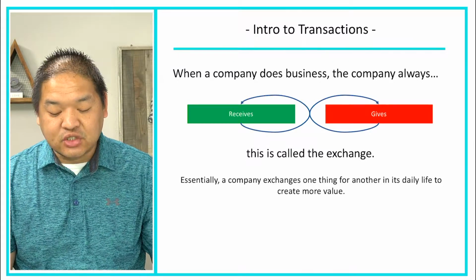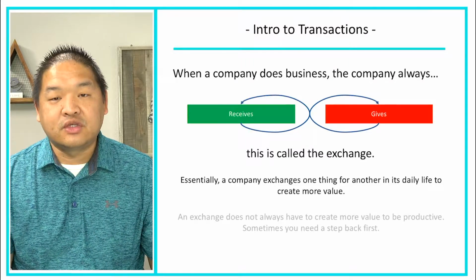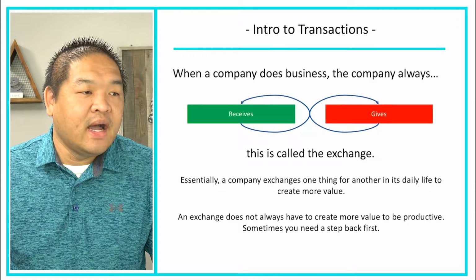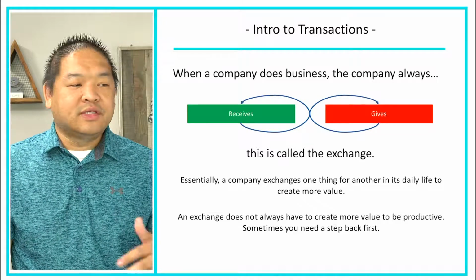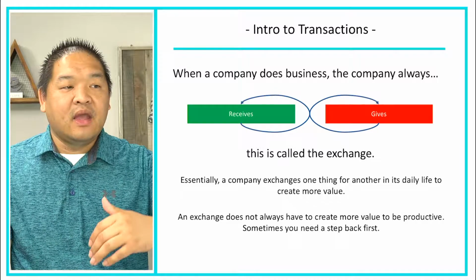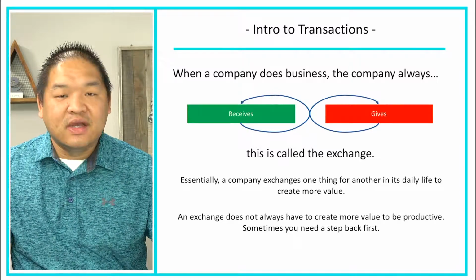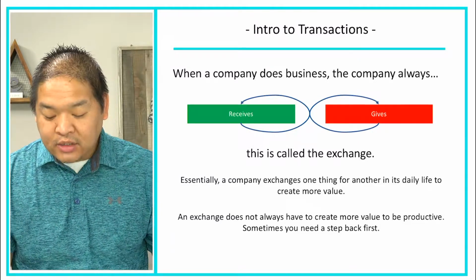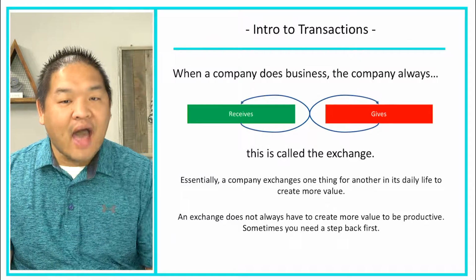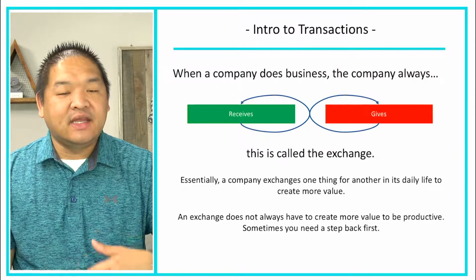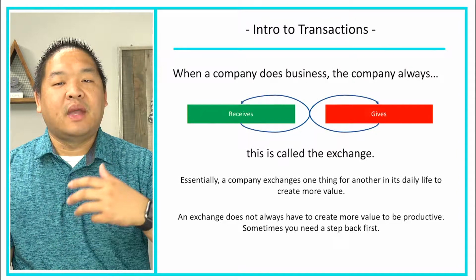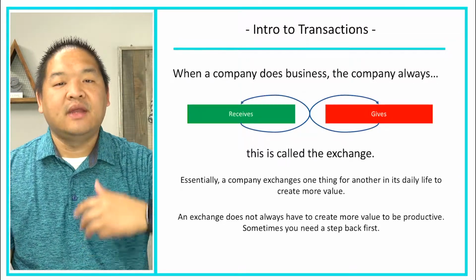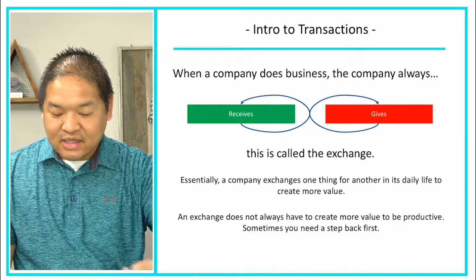Now, essentially, a company exchanges one thing for another in daily life to create more value, right? So why does Target sell iPads? Well, they're selling iPads because they can make money. They can make more cash at the end of the day. What could they do with that cash? They can buy more inventory. So at the end of the day, it creates more value because they'll have more cash that they can use to buy more stuff, to hopefully make more money, to be able to pay dividends to their shareholders, grow the company, open new stores, etc.